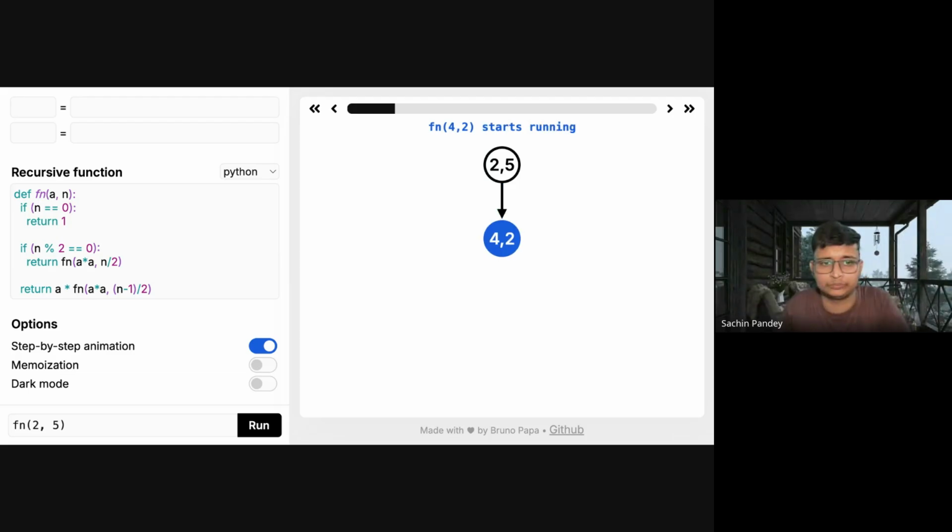4, 2. What did we do? A into A was 2, 2 into 2, 4, correct? And inside this, n minus 1 by 2 means 5 minus 1 by 2. 5 minus 1 is 4. 4 by 2 will be 2. So we have 4, 2. Then we move ahead. We go again inside this function.